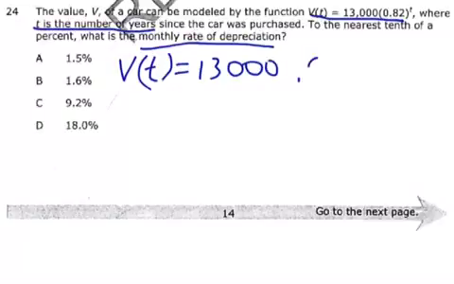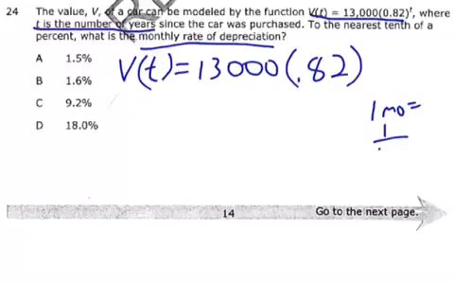It wants to know the monthly rate. That means for 1 month. Well, how would you relate 1 month to a year? I would say that 1 month equals 1/12 of a year, because it takes 12 months to be 1 year. So I'm going to plug in a 1/12 for t.